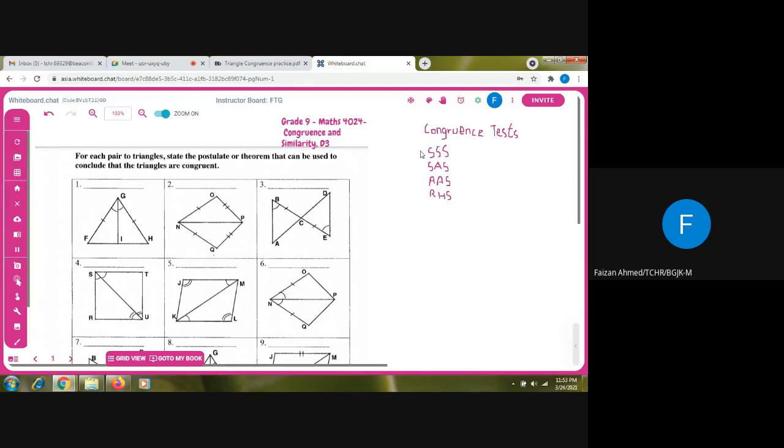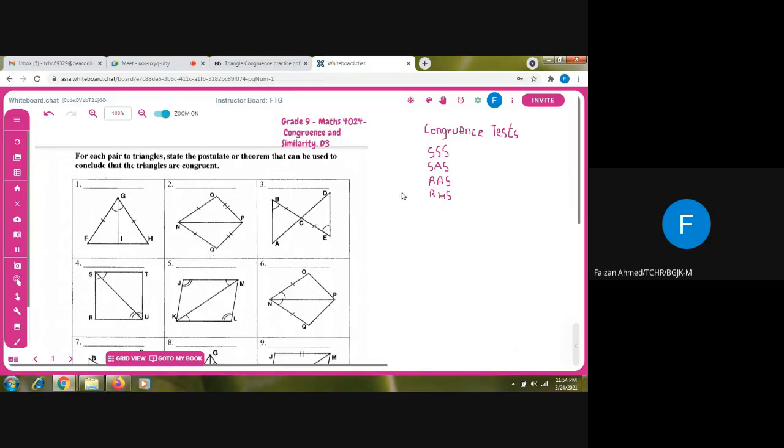We have to perform each test. If our triangles are congruent, then our triangles will satisfy any one of these tests, and we should know what these tests mean and how to perform them. So in this video we will see how we can apply these tests and tell whether our triangles are congruent or not. This is a worksheet which I have taken from the internet, and we will be going through these four tests and see how they apply.